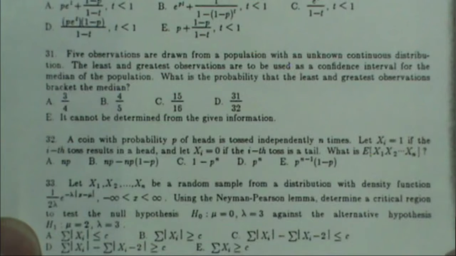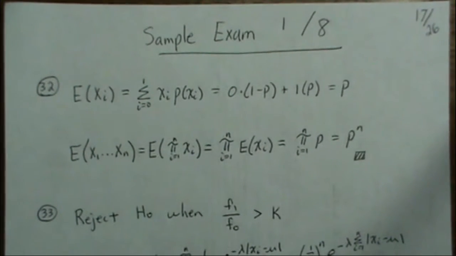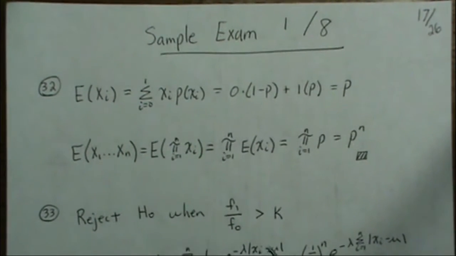Problem 32. A coin with probability p of heads is tossed independently n times. Let xi equal 1 if the ith toss results in a head, and let xi equal 0 if the ith toss is a tail. What is the expected value of x1 times x2 all the way to xn? Question 32. What is the expected value of x1 times x2 times all the way to xn?